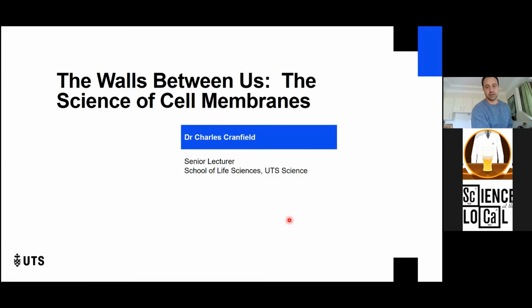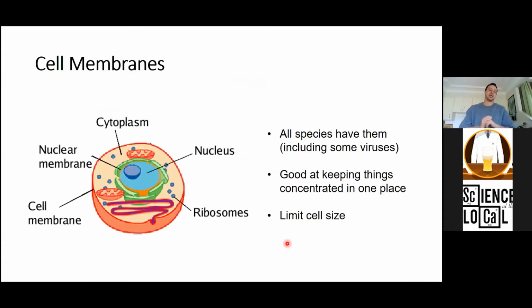So if I can just get my slide to transfer, there we go. So cell membranes, as hopefully most of you will know, around every cell, all species, have a cell membrane. And it's a very, very thin membrane. It's only about 4 nanometers thick. It's impossible to see under normal microscopes without some sort of contrast agent to highlight it, because the thickness is smaller than the diffraction limit of most optics.